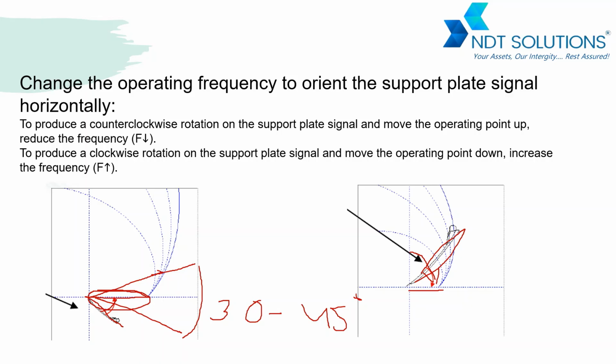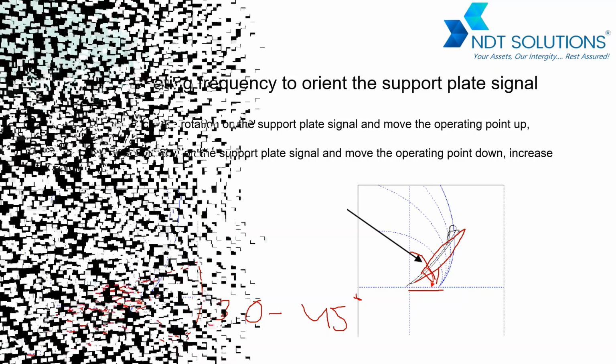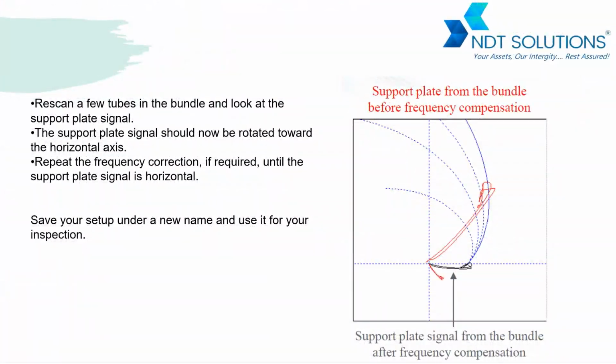If it is done, then again we need to rescan the tube, and check randomly all over the bundle, on the periphery or in between, and the calibration tube. So if that range is coming in the realignment zone, or 30 to 45 degree variation, then our frequency is okay for the inspection. So what next can we do? We can save the setup with a new name, or whatever the exchanger name is, and we need to pull the data on that frequency.